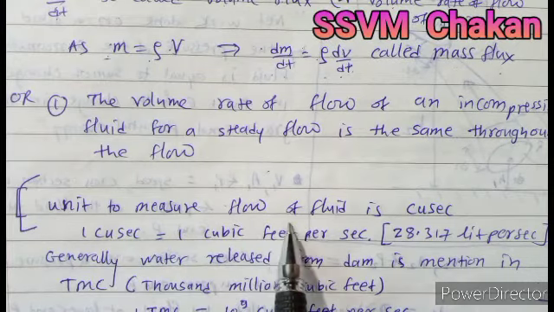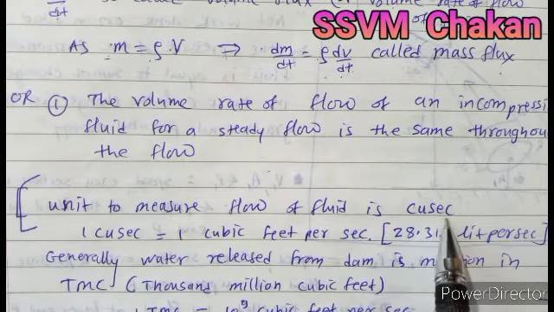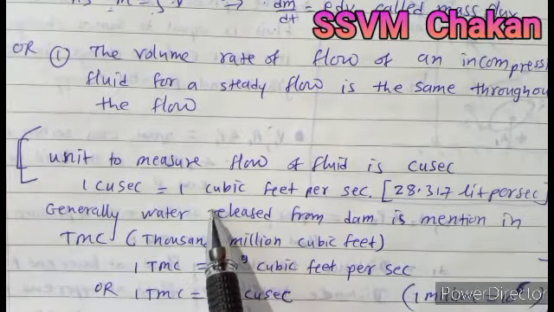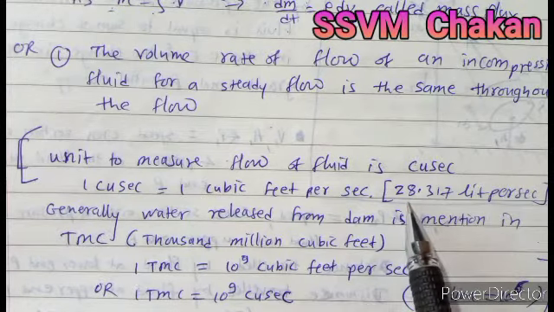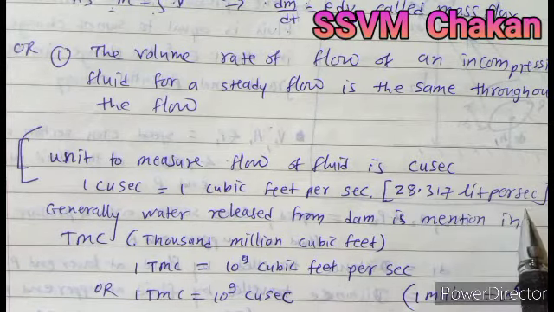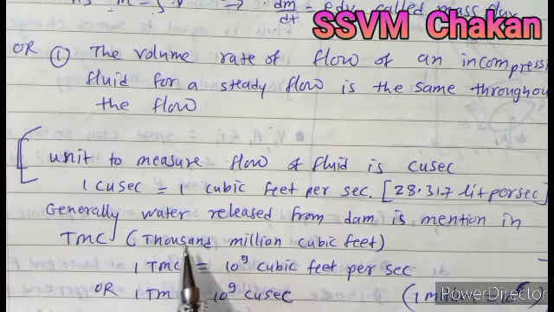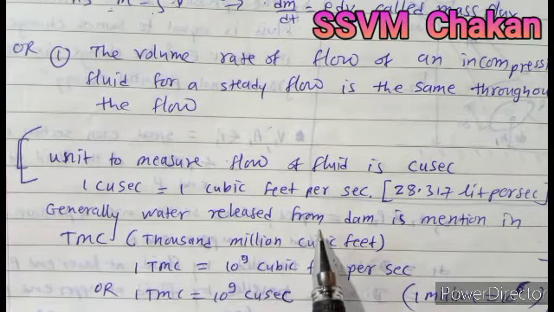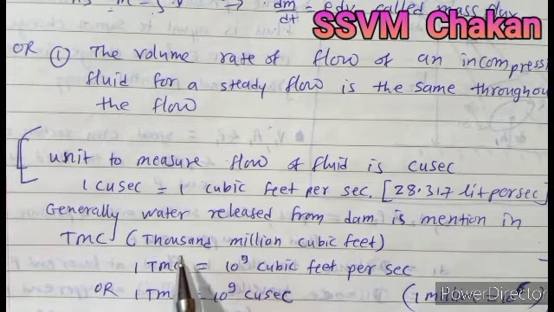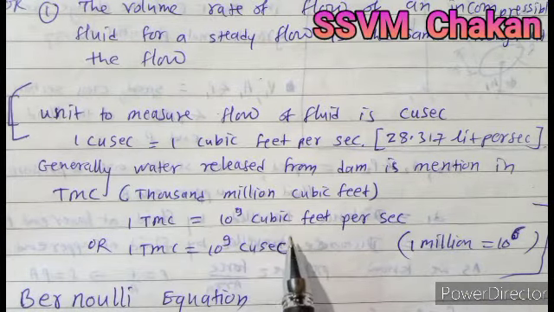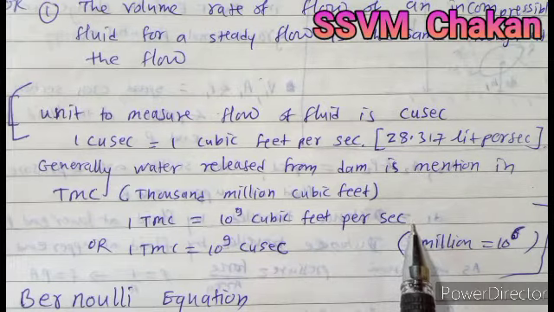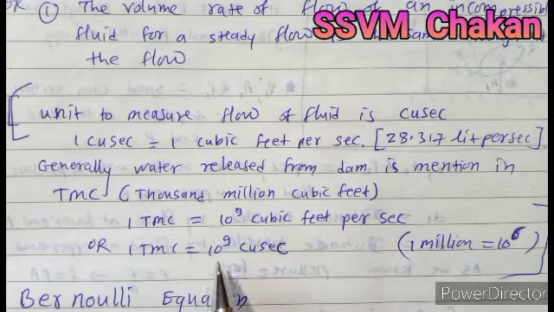The unit to measure the flow of fluid is cusec. 1 cusec is nothing but 1 cubic feet per second, that is approximately 28.3 liters per second. Generally, water released from a dam is measured in TMC, that is 1000 million cubic feet. 1 TMC is nothing but 10 raised to 9 cubic feet, or 1 TMC is equal to 10 raised to 9 cusec.